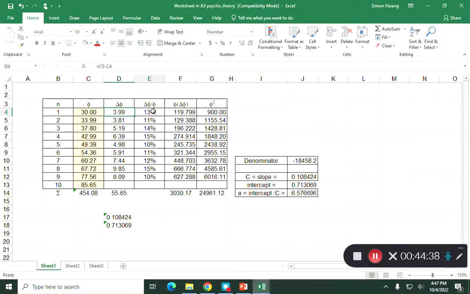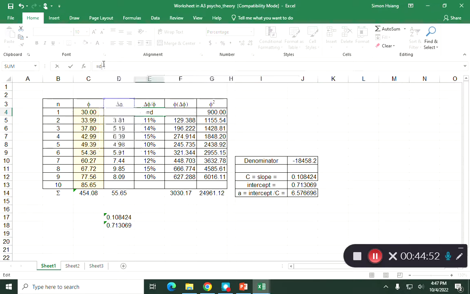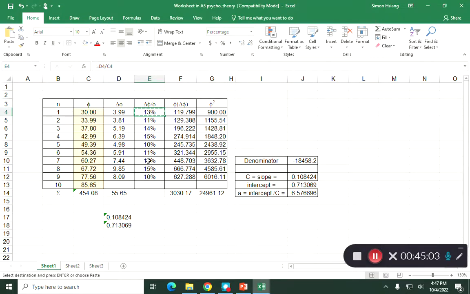And for each difference, you can calculate a percentage. The percentage should equal this number, the D3 number, a D4 number, divided by C4. And now you will have a percentage done. And if you do that all the way, you will have all the percentages done. See that?